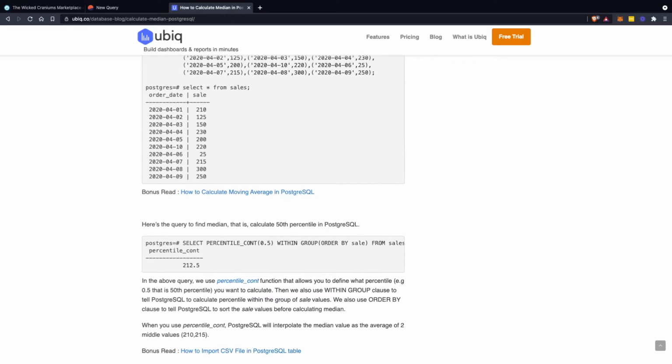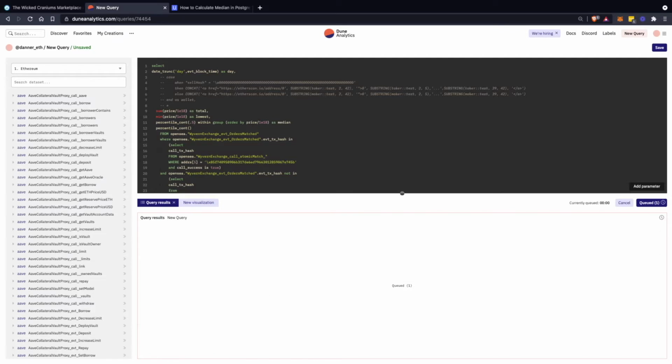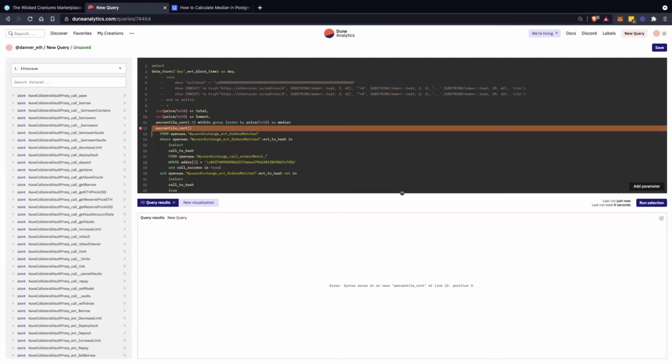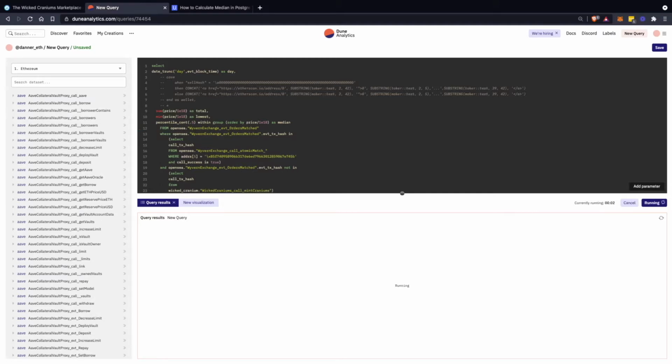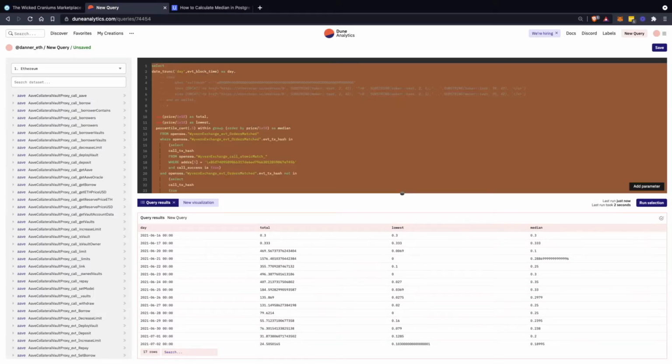Okay, so within group, and then we will use our price here. Let's look at the median. See how that looks. Okay, that looks a little more accurate. Let's also just check, oh, that's going to annoy me. There we go. Let's just count.